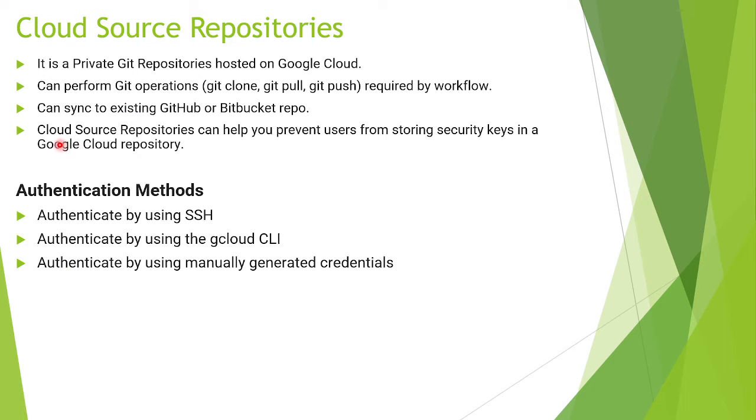And after that, on Cloud Source Repositories, there is a special function which prevents users from storing security keys like JSON files or .pem files. It gives a warning if you try to push that file into your repo. Also, for authentication methods, we can authenticate by using SSH. We can also use the CLI and manually generated credentials. We will talk about this in the upcoming demo.